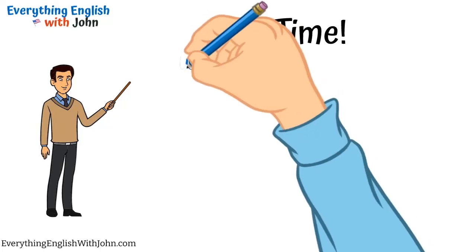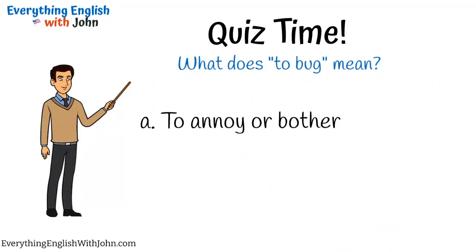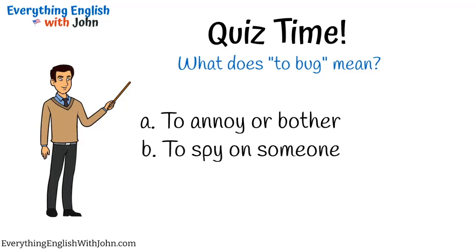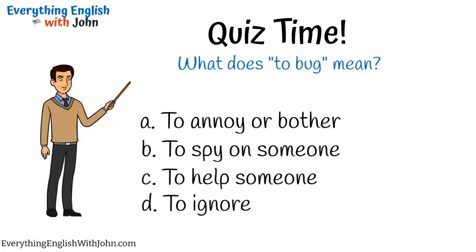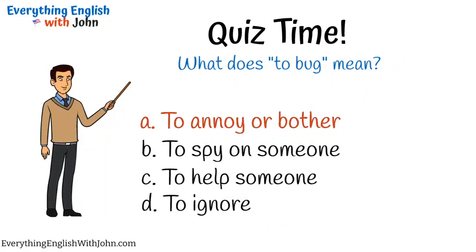Quiz time! What does to bug mean? To annoy or bother? To spy on someone? To help someone? To ignore? Please pause the video and answer the question. That's right, it's A. To annoy or bother.